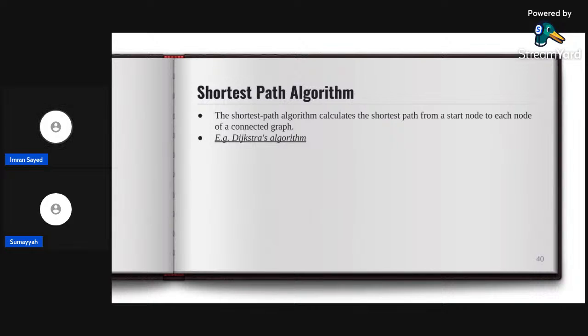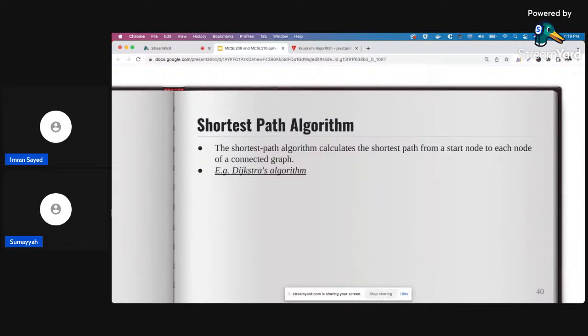A shortest path algorithm calculates the shortest path from a start node to each node of a connected graph. Example, Dijkstra's algorithm. It's the shortest path from the start node to each node. Yeah, I should highlight that.